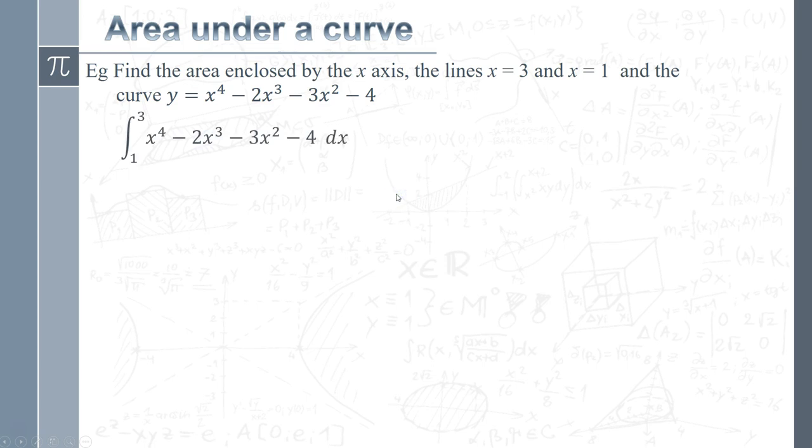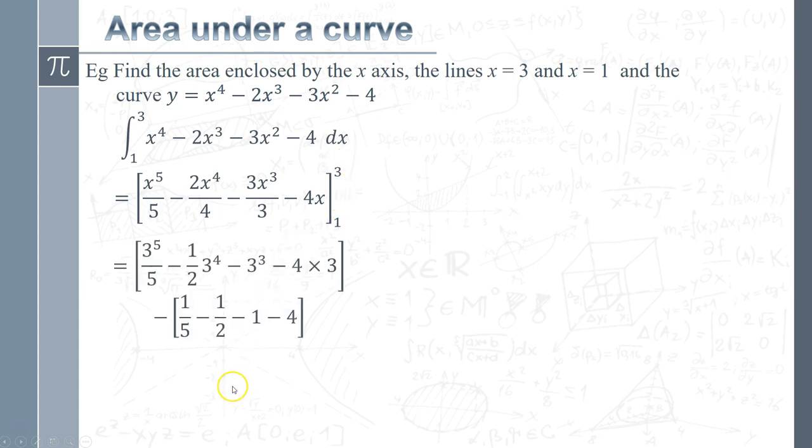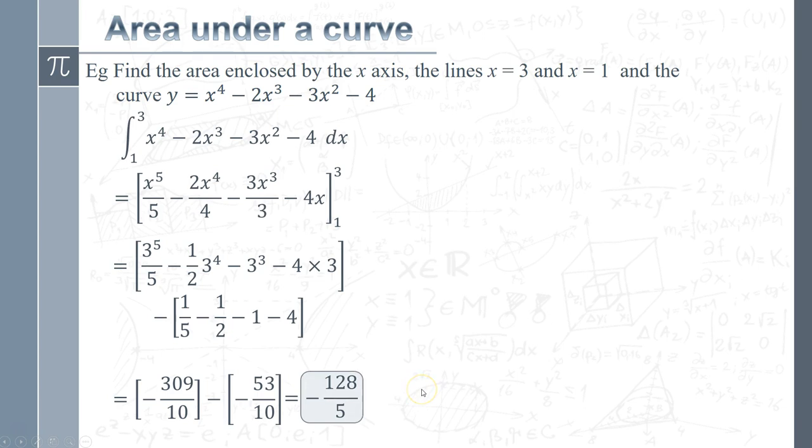There's the definite integral that's going to do this calculation for us. Integrate between 3 and 1. So let's do the integrating. Plug in the values, so we've got to put in the upper limit and do the subtraction with the lower limit. And we end up with some fairly nasty looking fractions, but I'm not going to worry too much about those, I can deal with them. And we end up with an area of minus 128 over 5.